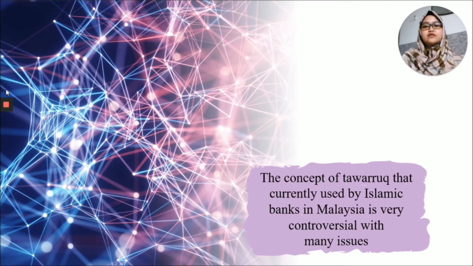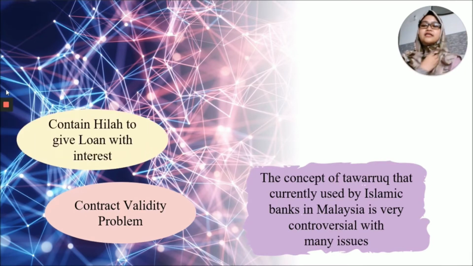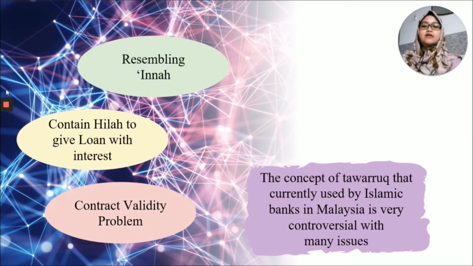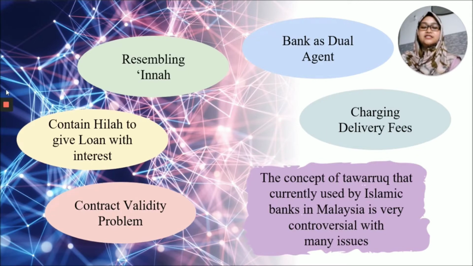The concept of Tawarruq currently used in Islamic banks in Malaysia is very controversial, with many issues. First is the contract validity problem. Customers argue that there is riba, which is usually in the contract of Tawarruq. Next, some argue that the concept of Tawarruq is actually a hilah, which is a trick that tends to cover the presence of riba by manipulating actions. Then, Tawarruq resembles Inah. Next, the bank acts as a dual agent. The issue is present when the bank earns more than the client. Last but not least, the charging of delivery fees that were not included in the contract before.